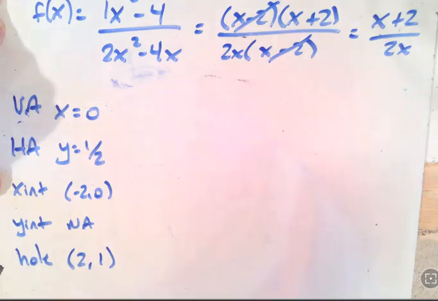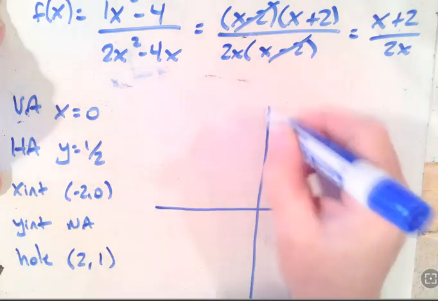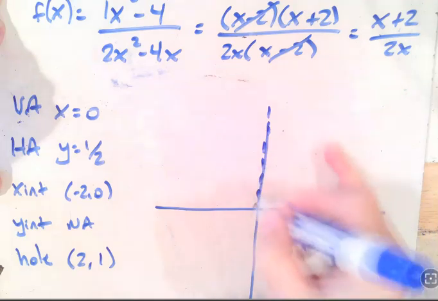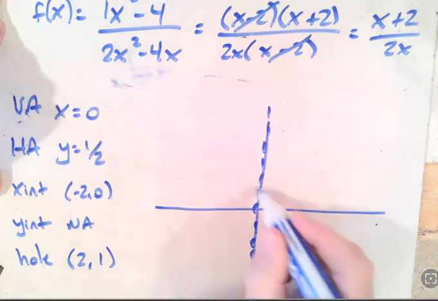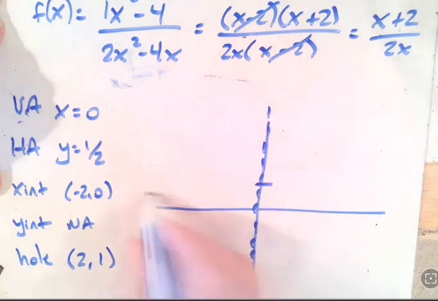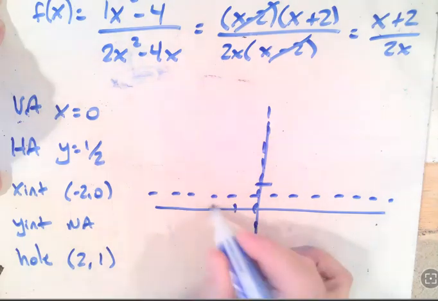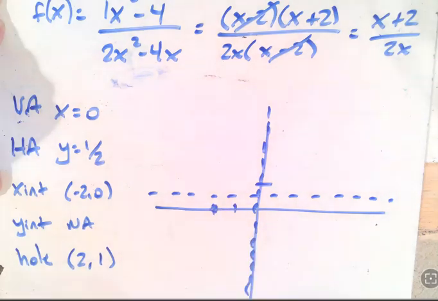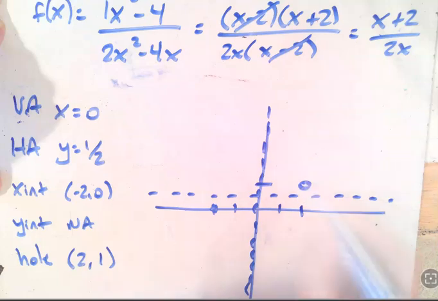Okay, and so now we can graph this. See if I can do it straight this time. We have a vertical asymptote at 0, so I'll just try the best I can to make it 0. And a horizontal at 1/2. Let's say that's 1, so then 1/2 would be right there. An x-intercept at negative 2, 0, so put a dot. No y-intercept, and there's a hole at 2, 1, so 2, 1, there's a hole up there.